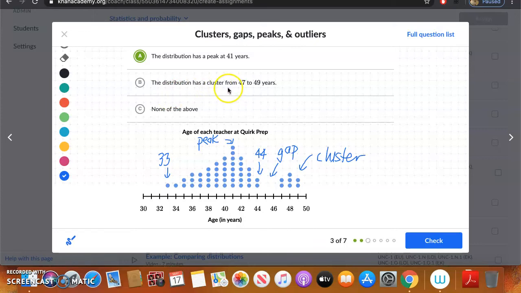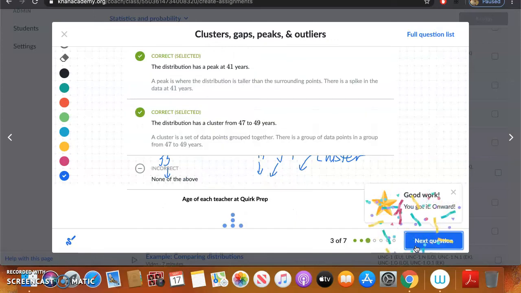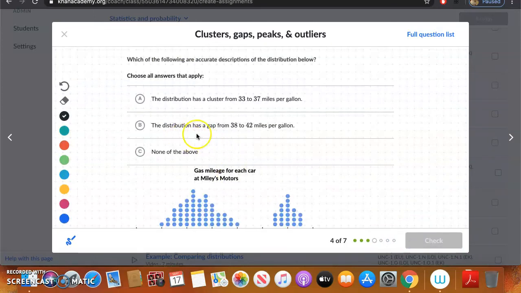Distribution has a cluster from 47 to 49. That's also true, right? So from 47 to 49, we have this little cluster right in here. All right. So I think we're good. Yep. Okay. Let's take a look at another one. Which of the following are accurate descriptions of the distribution below?